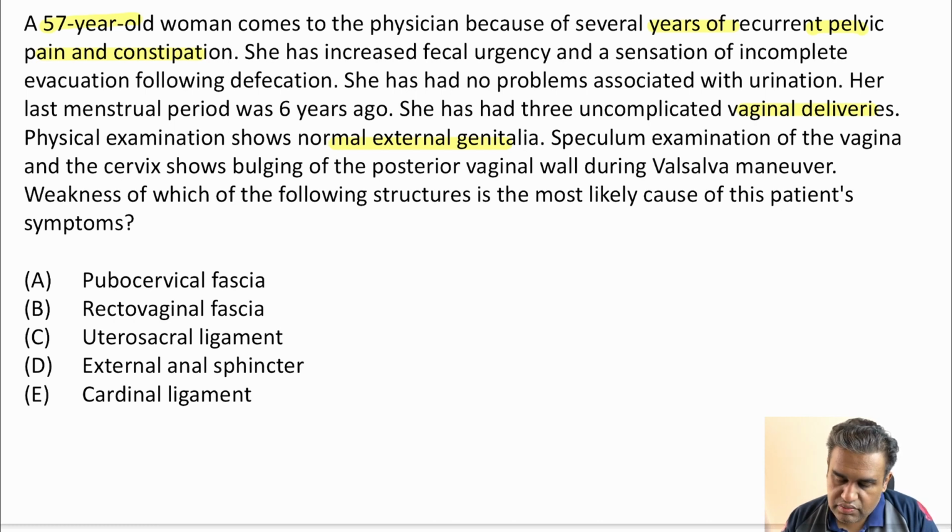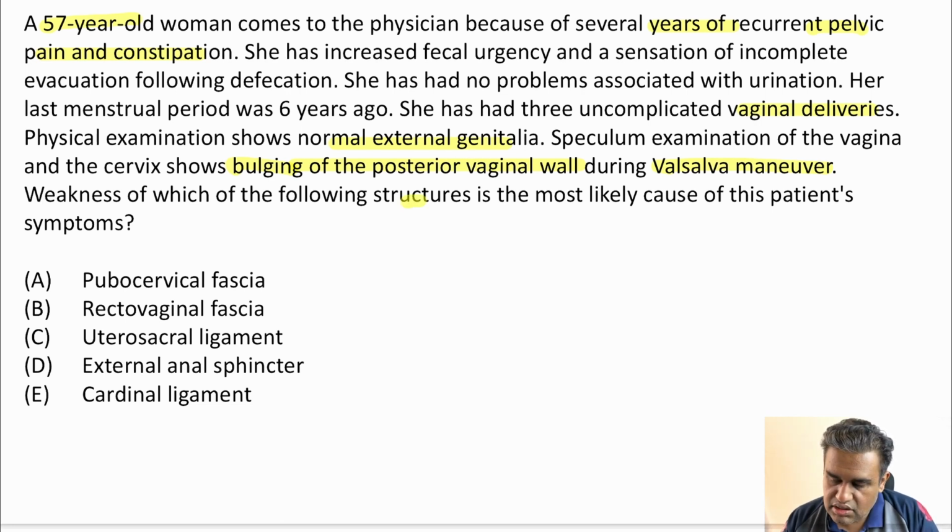Speculum examination of the vagina and the cervix shows bulging of the posterior vaginal wall during Valsalva. So there is bulging of the posterior vaginal wall. Obviously there is some prolapse or herniation of the posterior vaginal wall. And what is the relation of the vagina to the rectum? The vagina is in front of the rectum and anal canal. Remember that. It was the posterior vaginal wall that was bulging, so it is related directly to the rectum anteriorly. So the rectum is behind and the vagina is in front.